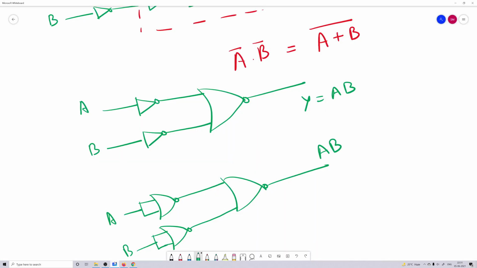Next is the NAND gate, which is simply the inverted AND gate. So we put an inverter, and we have got NAND gate. Let us verify.